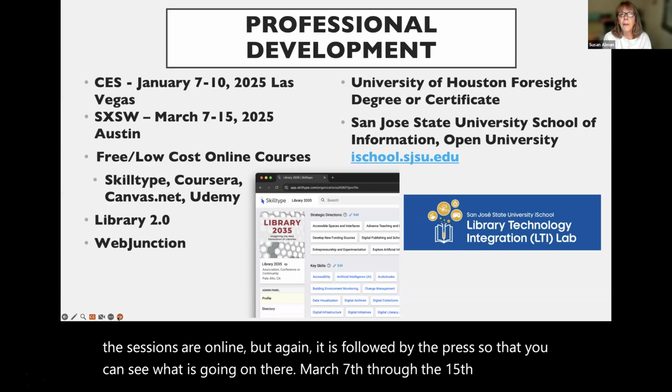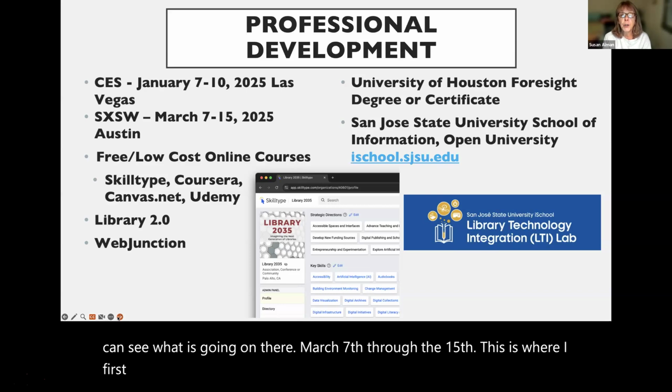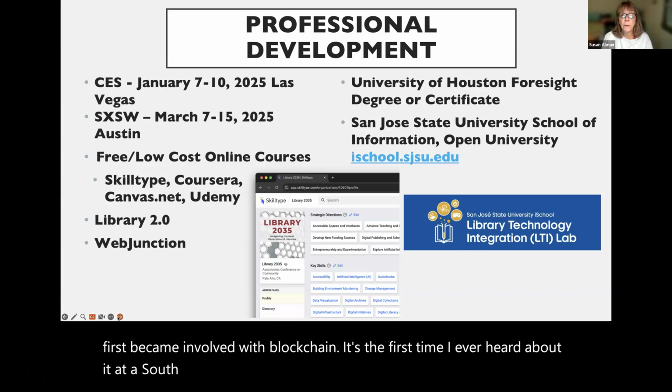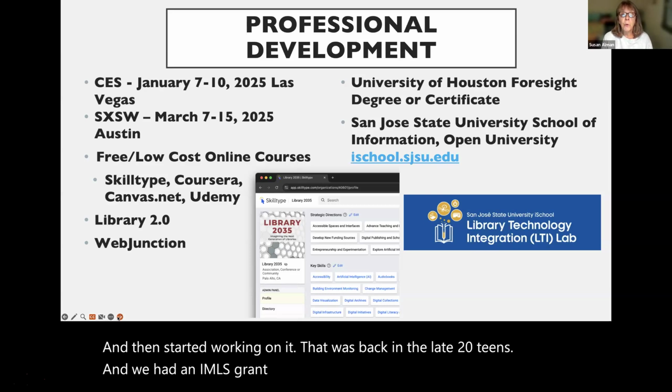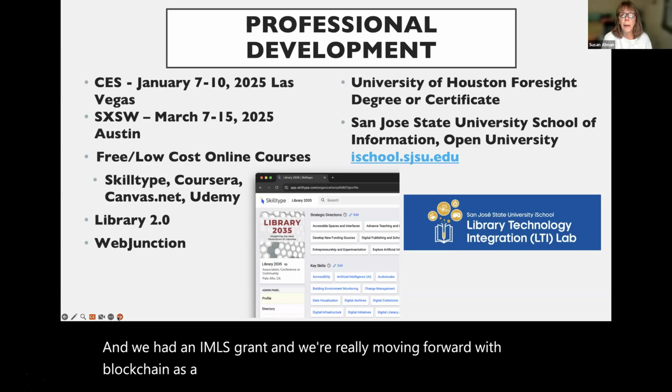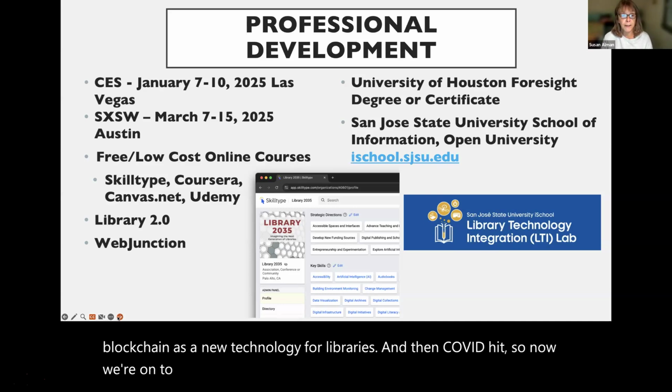This is where I first became involved with blockchain. It's the first time I ever heard about it, at a South by Southwest conference, and then I started working on it. That was back in the late 20 teens when we had an IMLS grant. And we were really moving forward with blockchain as a new technology for libraries. And then COVID hit. So now we're on to other different things.